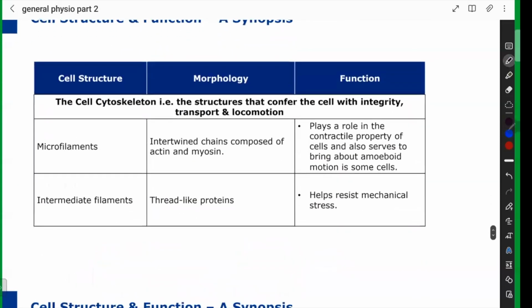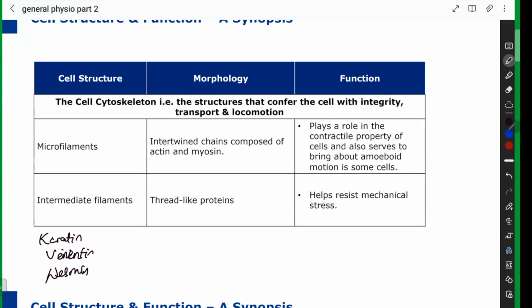Now coming to the microfilaments. Guys, before moving towards the microfilament, you need to understand another important one, that is your intermediate filament. What happens in your intermediate filament? Remember guys, they are abundant cytoskeletal filaments in your cell. So you have to remember what the intermediate filaments are: keratin, vimentin, desmin. Three important things you have to remember.